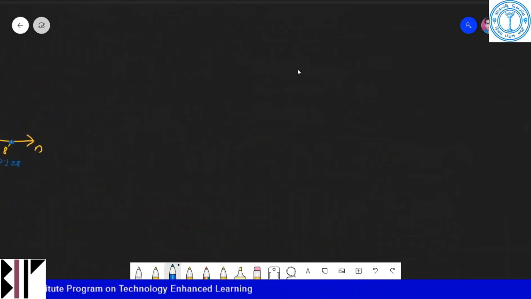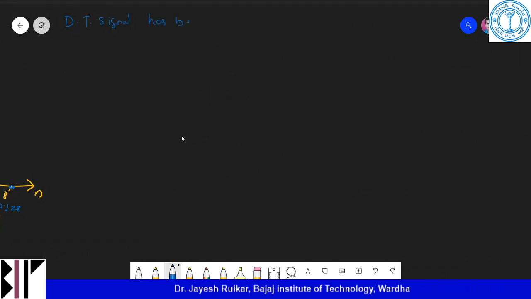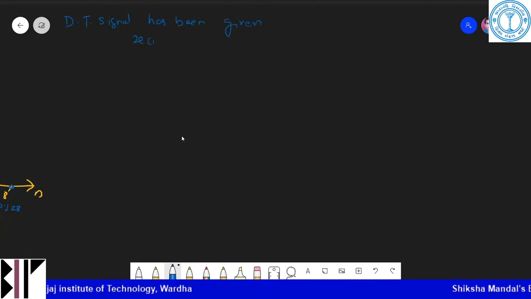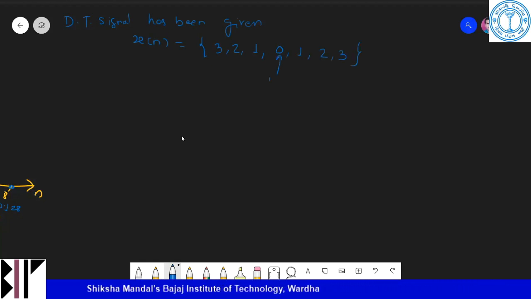Let us take another problem. A discrete time signal has been given. What is that? x of n is equal to 3, 2, 1, 0, 1, 2, 3. So this is the discrete time signal that has been given, and this arrow is there. The arrow indicates n equals 0.